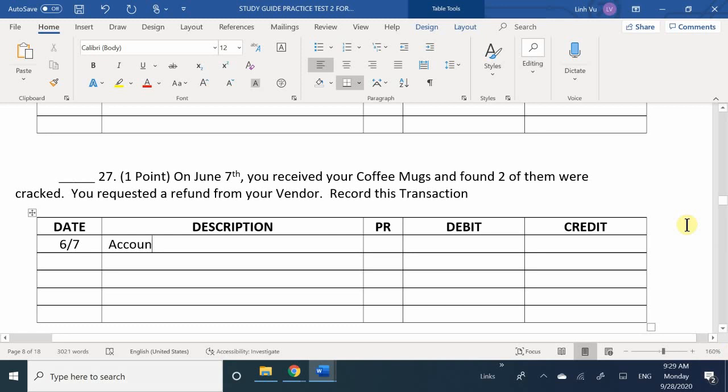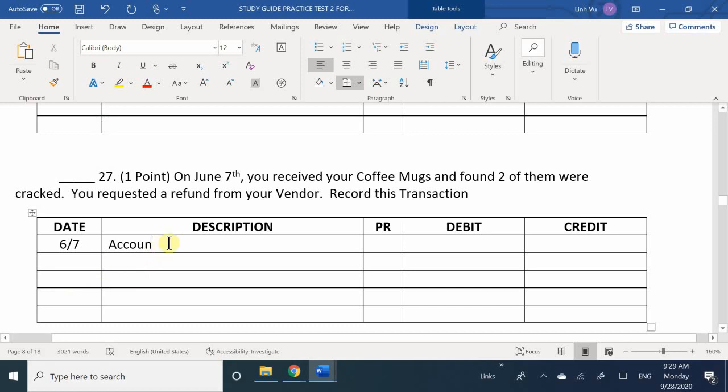All right, but I will read the question over again. Number 27, on June 7th, you received your coffee mugs and found that 2 of them were cracked. You requested a full refund. And how do you journalize this? So, again, we're going to recognize the date. So, 6/7, okay? And so, Lynette says accounts payable, right?